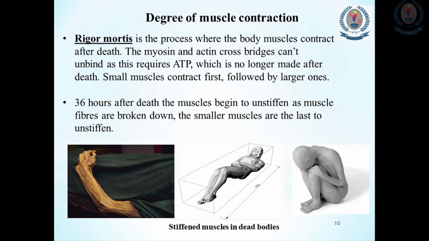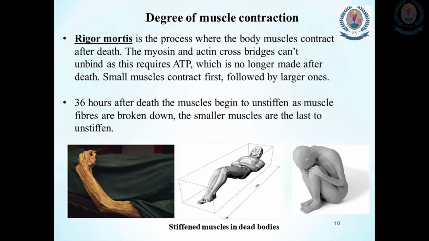Right, now we are moving towards the degree of muscle contraction. We call this rigor mortis effect. When someone dies, the heart stops pumping blood. When you are alive, your cells can respire aerobically, while after death, muscle cells which have stores of ATP continue to respire anaerobically, and this makes muscles more contracted.